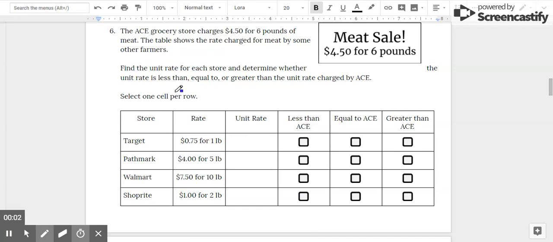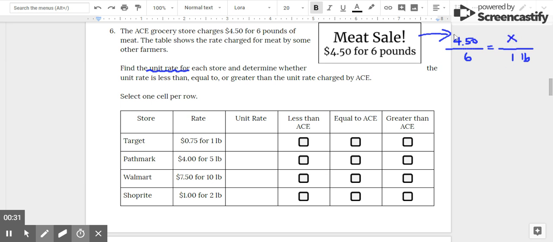Number 6, so we need to find the unit rate for each store and determine whether the unit rate is less than, equal to, or greater than the charge by Ace grocery store. So now let's find the unit rate first. You're going to pay per 6 pounds, and I want to know how much you're going to pay per 1 pound. So now we're looking for this, right?